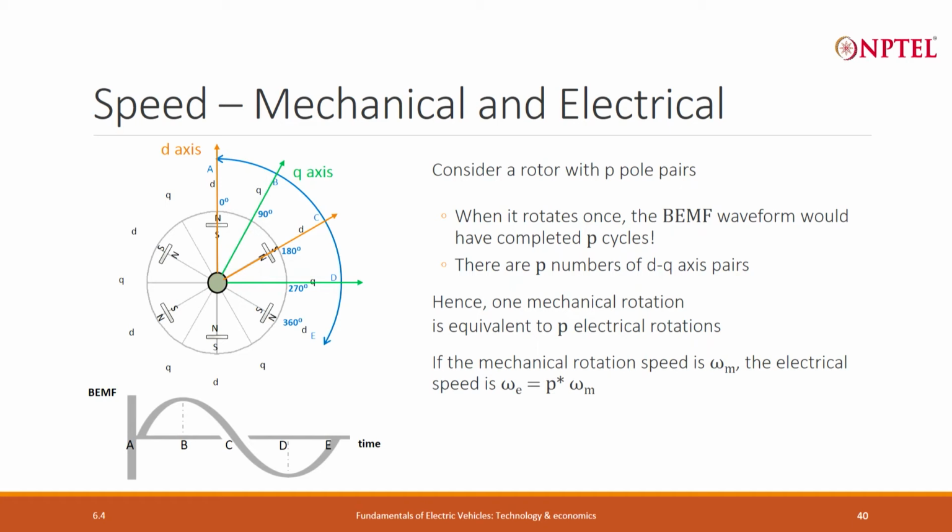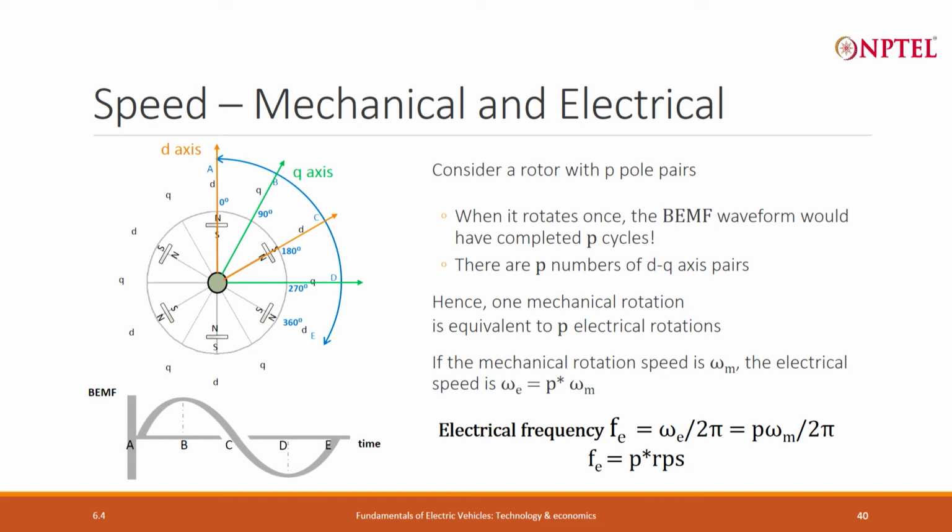So, we can say that if the rotor is rotating at an angular speed omega m, where m is a subscript that denotes mechanical, the electrical speed of revolution is p times that. So, omega e is p times omega m. And omega e divided by 2 pi is called the frequency, as you are all familiar. That is the electrical frequency of this waveform, what you normally measure in hertz.